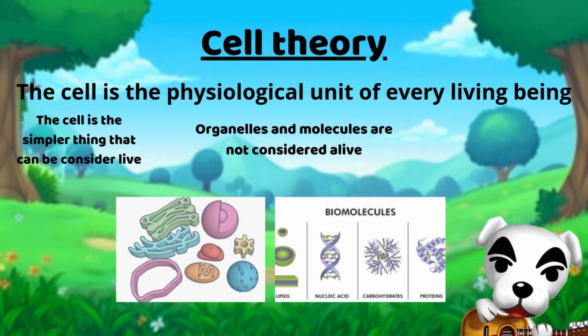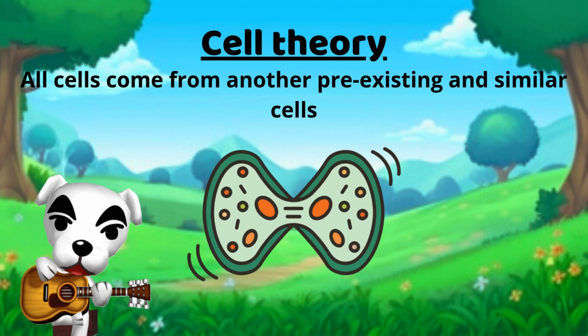The second important point is that the cell is the physiological unit of every living being. That means that the cell is the simplest thing that can be considered life. Also, organelles and molecules are not considered alive. The third important point is that all cells come from other pre-existing, similar cells.